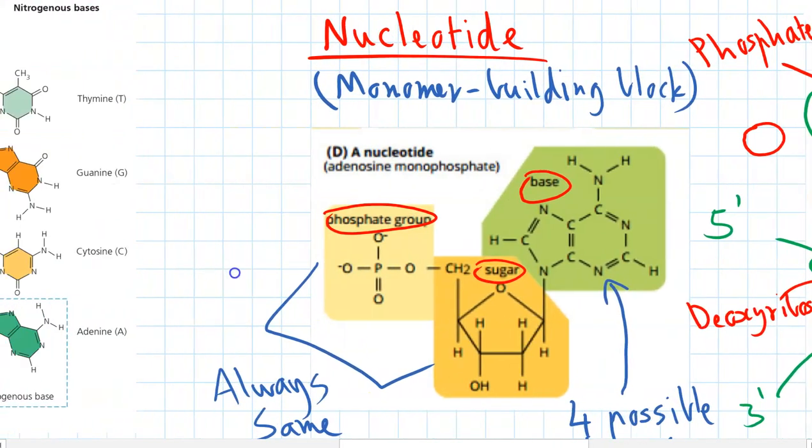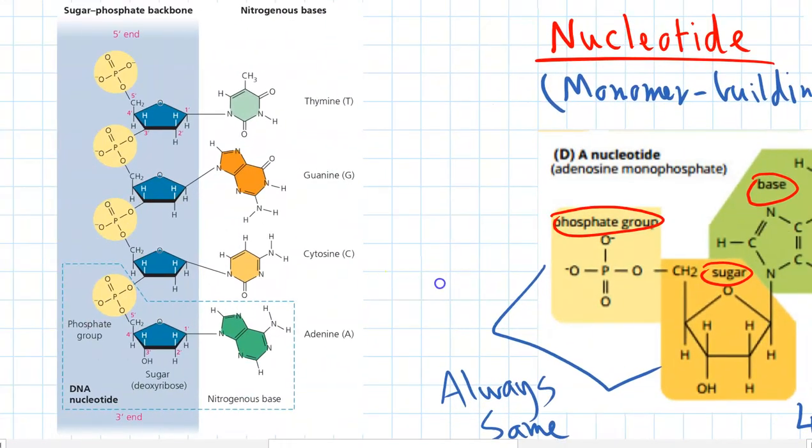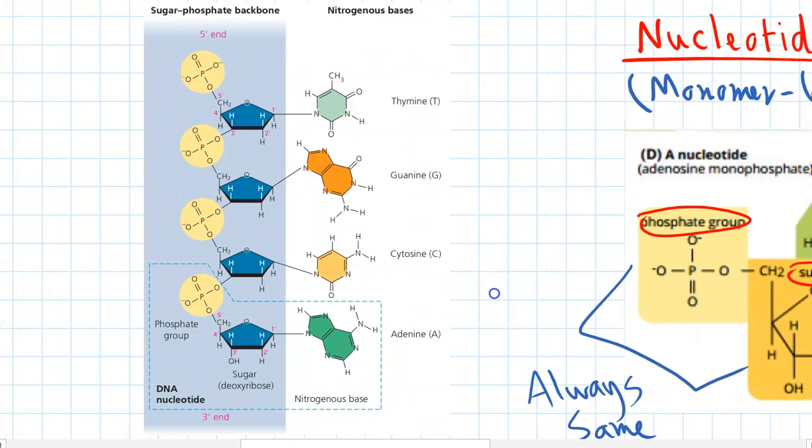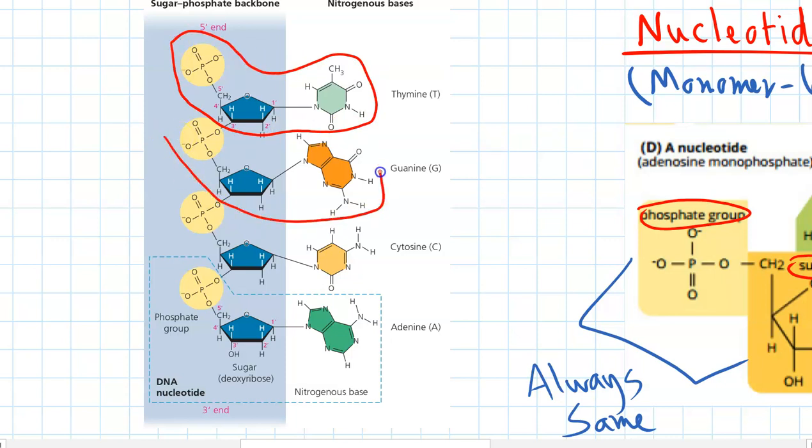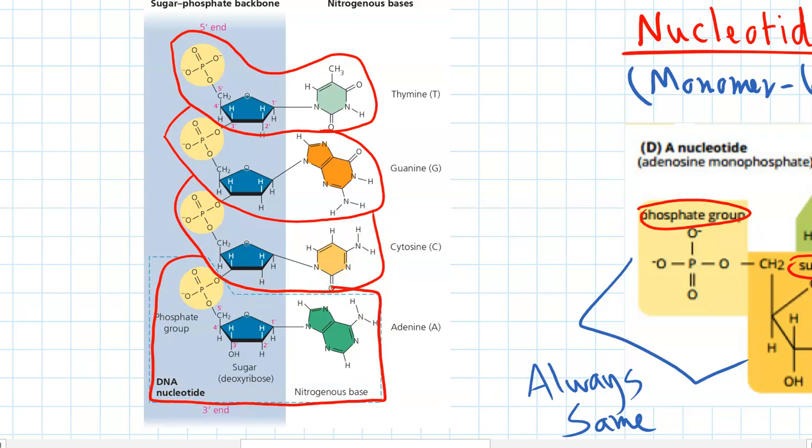Okay, so let's zoom out again to the next level up. And when several different nucleotides join together, that's how we start making a long strand of DNA. So here we've got 4 nucleotides joined together. And we can see there's 1 here, 2, 3, and the 4th one down here. And each one of these nucleotides is different because it has a different base attached to it. We've got thymine, guanine, cytosine, and adenine.